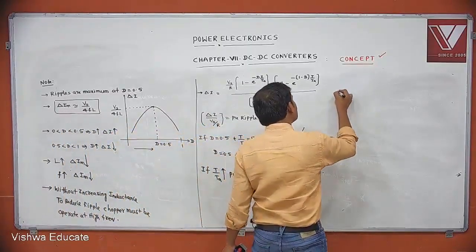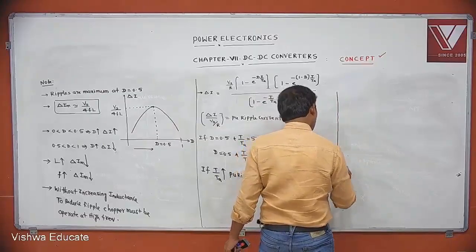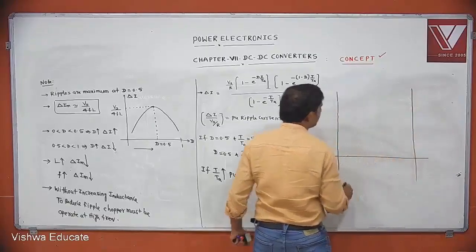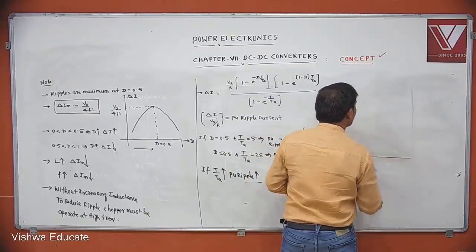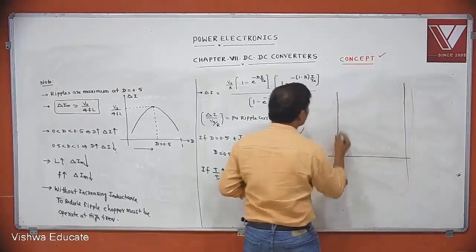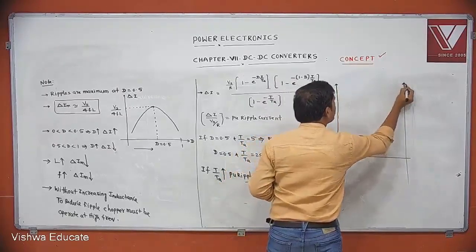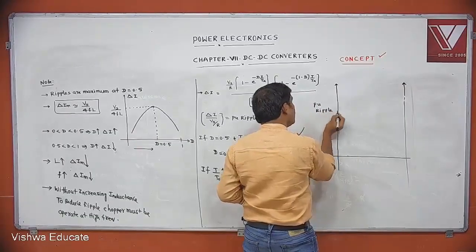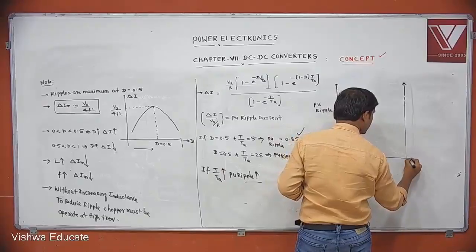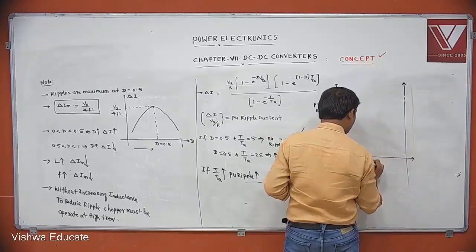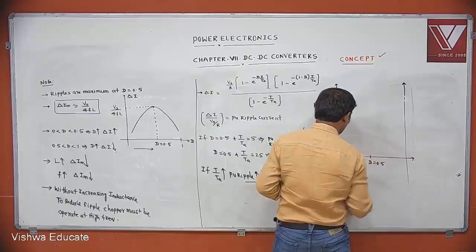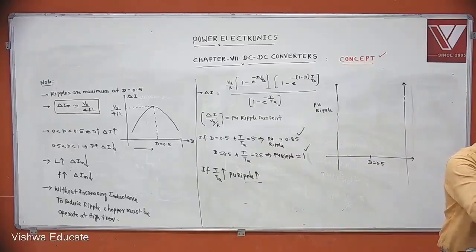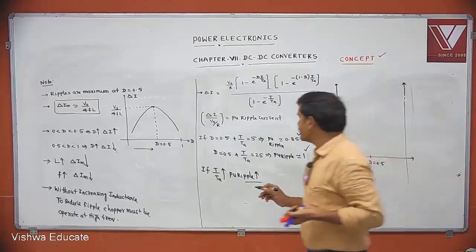Then if you draw the characteristics between per unit ripple and different values of T by Ta, and you take duty cycle, let this be D equals 0.5, for different values of T by Ta, then we can expect the characteristics like this.